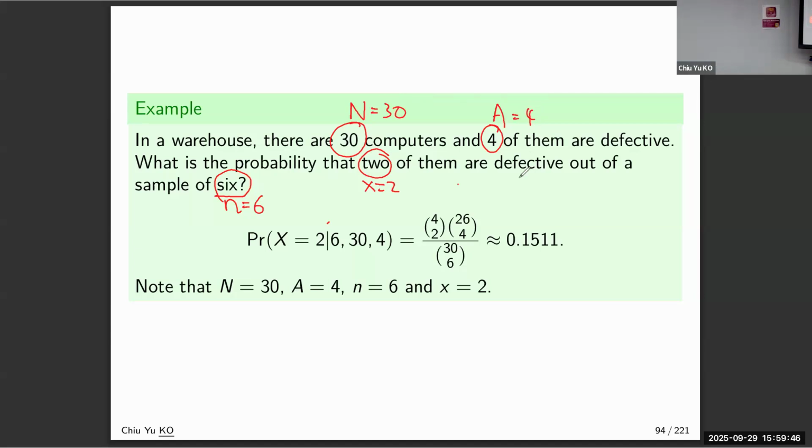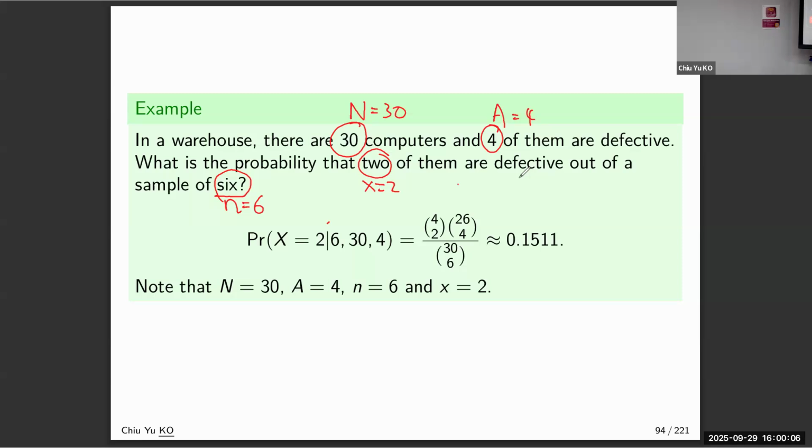You only have 4 items. You have to draw 2 of them, right? So 4C2. And how many is good? 26. And you have to draw 4 of them, right? Because you pick 6. So that's the probability over there. Okay, so this is the probability 0.15, okay, 15%.